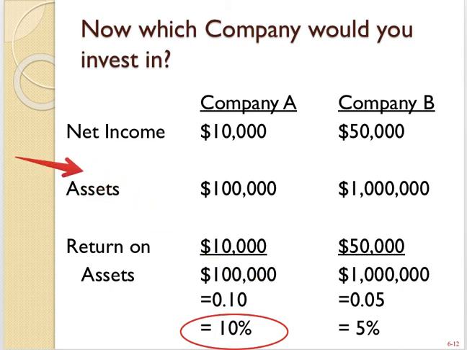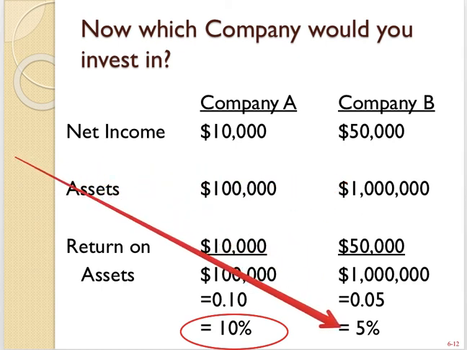Okay, so what that tells us is that even though Company A has fewer assets, they're using their assets to generate a higher percentage of their assets back as income. They're able to take those $100,000 of assets and make 10% of income, whereas Company B had $1 million of assets, but they were only able to make 5% of that back in income.